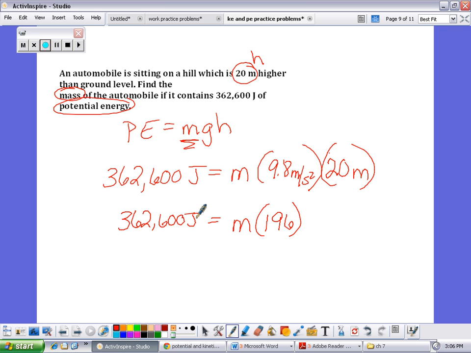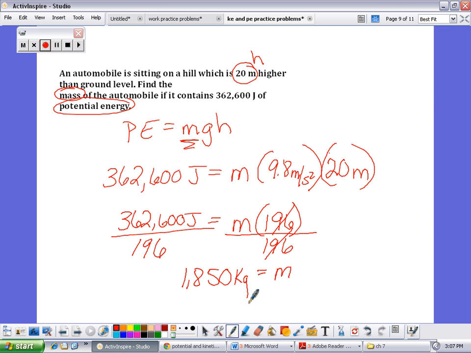And to get m by itself, you do the opposite of multiply and divide to cancel out your 196. And then 362,600 joules divided by 196 gives you the result of 1,850. And this is mass, so we are going to measure this in kilograms.